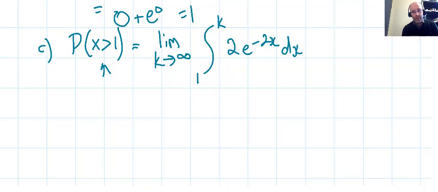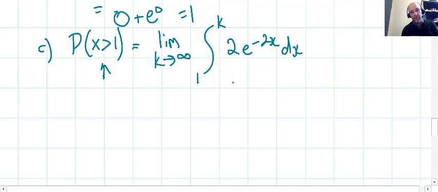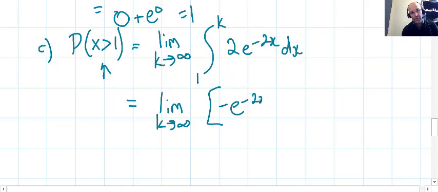Now, because there's two parts to this piecewise function, the reason why it's this particular function you see there is that we just look at the interval of x we're dealing with. It's above 1, so that's where that rule 2e to the negative 2x is apparent. Okay, so let's do that integration, and it's the limit as k approaches infinity. Take the integral, so we have negative e to the negative 2x between 1 and k.